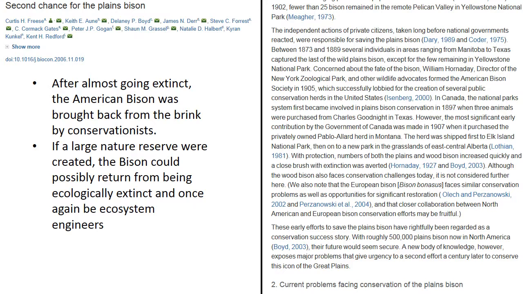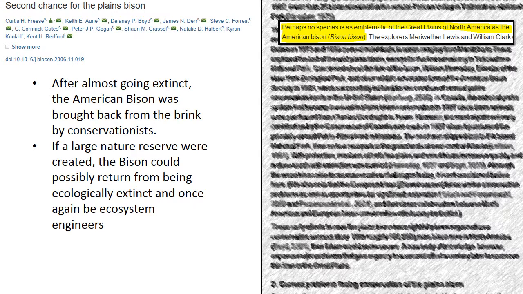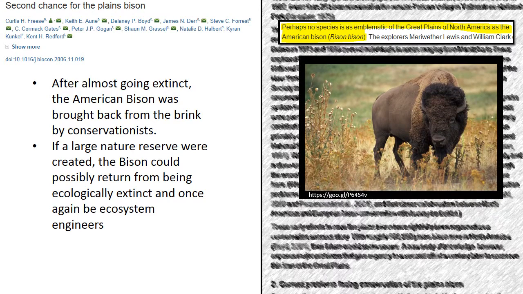Now, people tend to focus on the American bison when they talk about the Buffalo Commons idea. According to this article by Curtis H. Freese and colleagues, perhaps no species is as emblematic of the Great Plains of North America as the American bison. After almost going extinct due to overhunting and forage competition, the American bison was brought back from the brink by conservationists. If a large nature reserve were created in the plains, the bison could possibly return from being ecologically extinct and once again become ecosystem engineers.